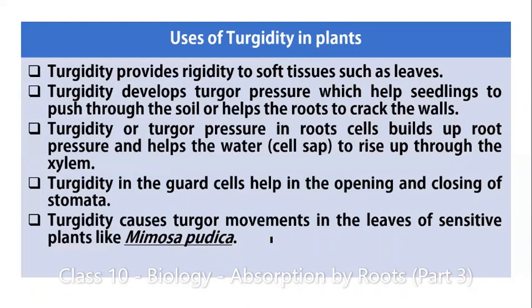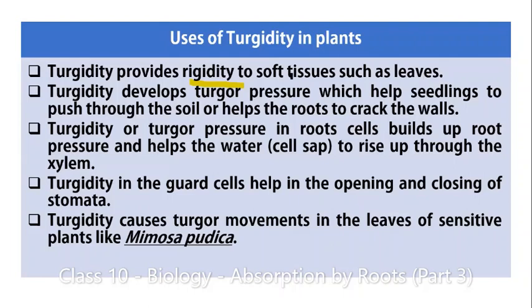Now, this turgid condition of the cell or the turgidity in the cells of the plants, what are the uses or usefulness to the plants? So this helps in providing rigidity to the soft tissues of the leaves. As we know, plants don't have any skeleton to support itself. So it is the turgid condition of the cell. When the cells get filled up with water, they become turgid. They provide strength, mechanical strength to the soft tissues in the leaves. So leaves can remain wide open.